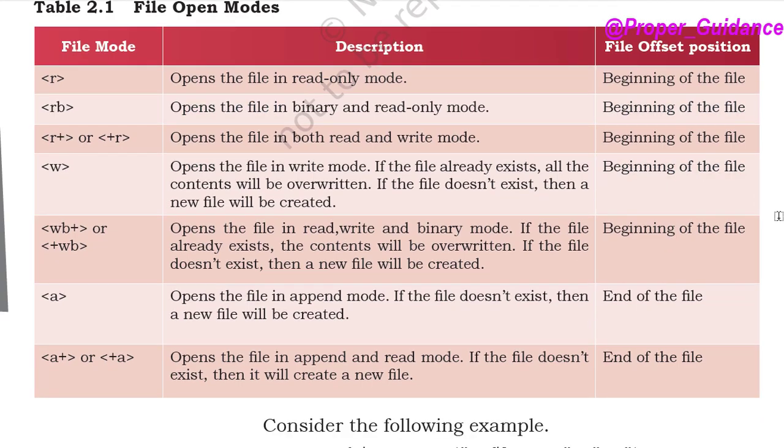Then comes a, for append, which opens the file in append mode. If the file does not exist, then a new file will be created. The offset is at the end of the file.